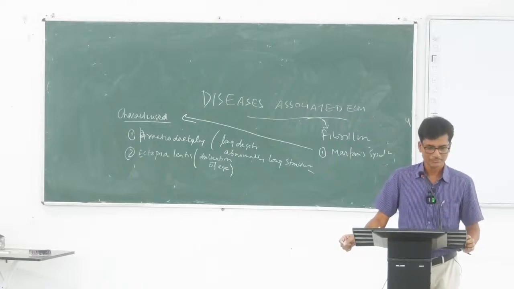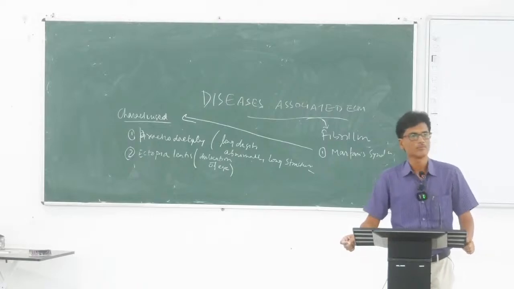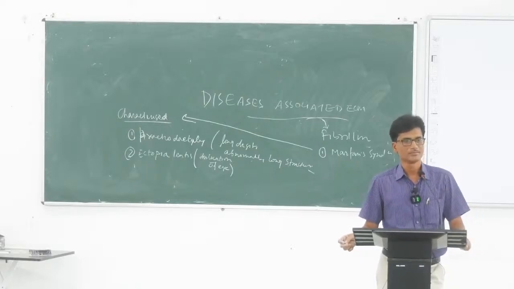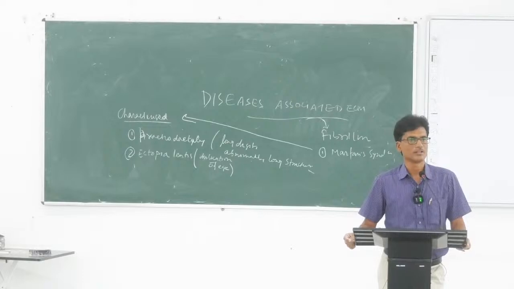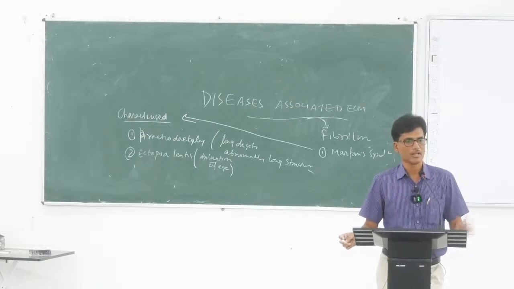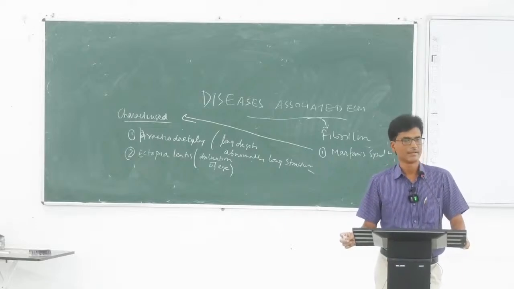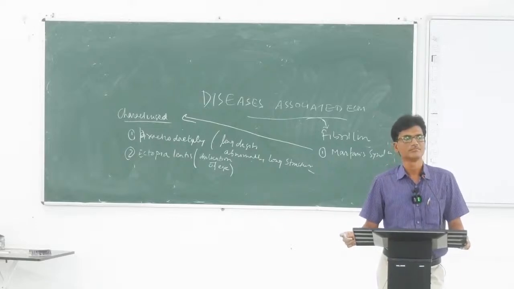Aneurysm due to opening of the aortic arterial wall. Aneurysm মানে ফুলে যাওয়া, ঠিক আছে। Spontaneous rupture is common in aneurysm, ঠিক আছে। It is a dreadful condition. Patient may get death, ঠিক আছে। This is all about the diseases associated with ECM.